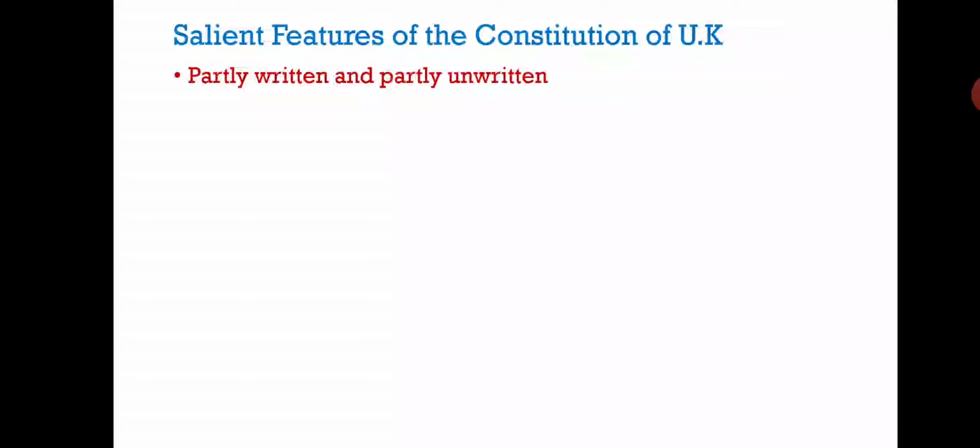The written part was not written at one time, and whenever an act was made, the purpose was not to improve the whole of the Constitution. The British Constitution is largely based upon the customs and conventions of British society.